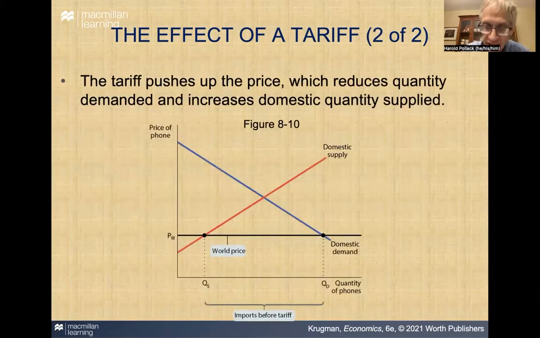in a phone context. So here's an example where there's domestic supply and demand, and there's a world price that's way below what domestic producers are able to do. Okay?